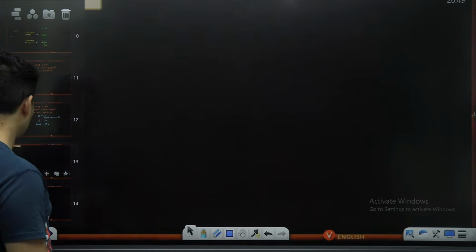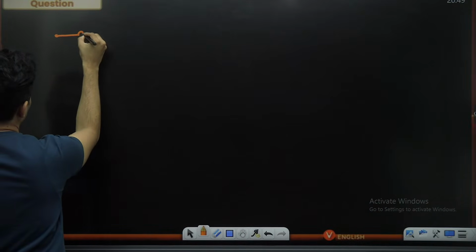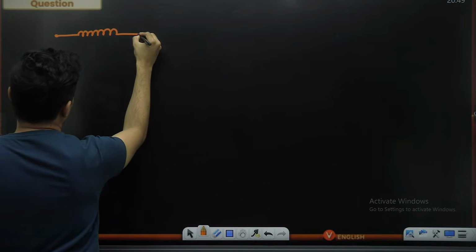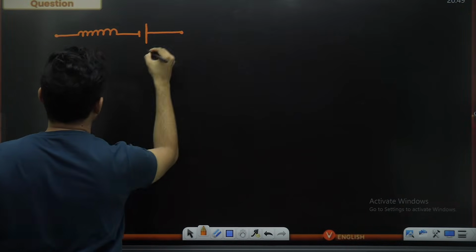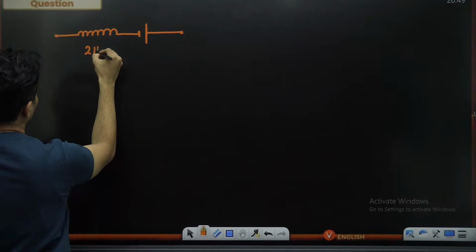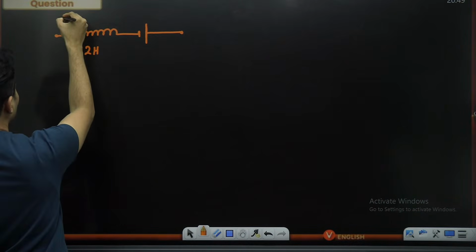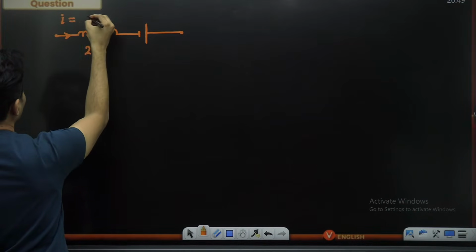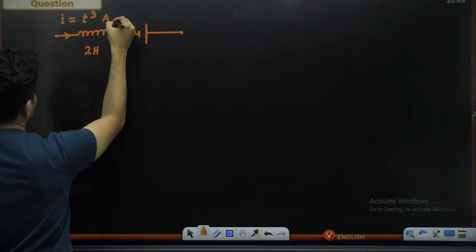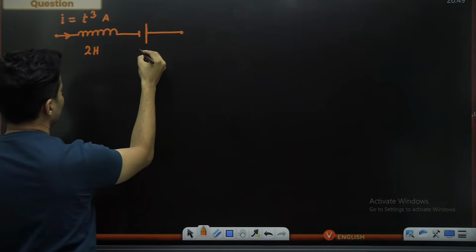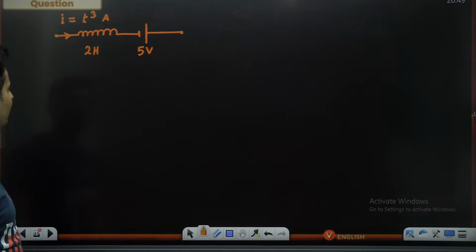Let's see the next question, my dear students. Imagine the question says there is an inductor and there is this battery over here. This inductor is of 2 Henry and there is a current over here, which is given to be a function of time as, let's say, t cube amperes. This is, let's say, 5 volts.